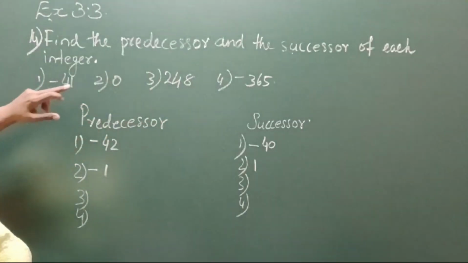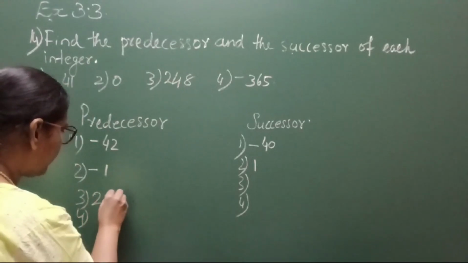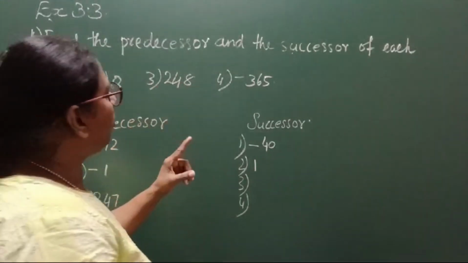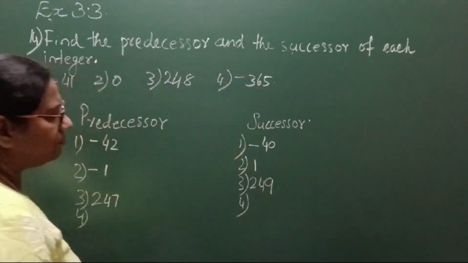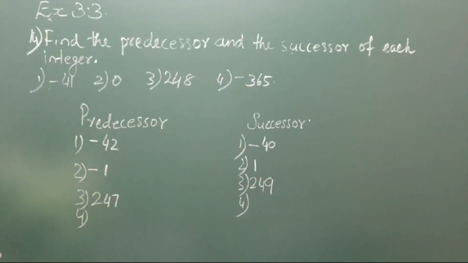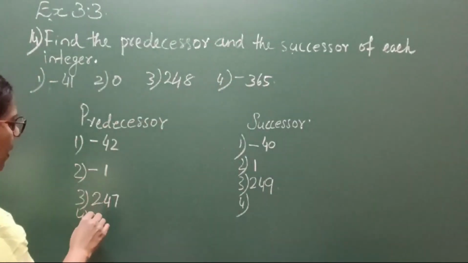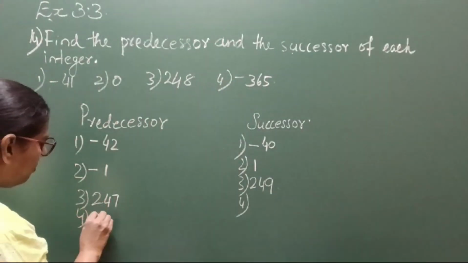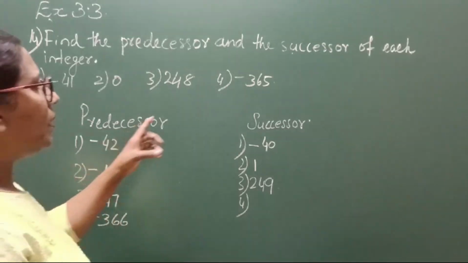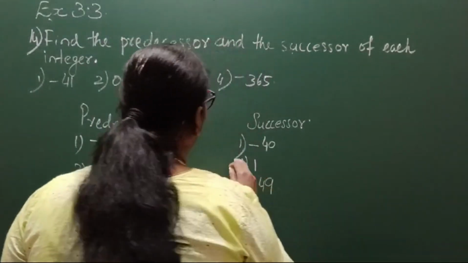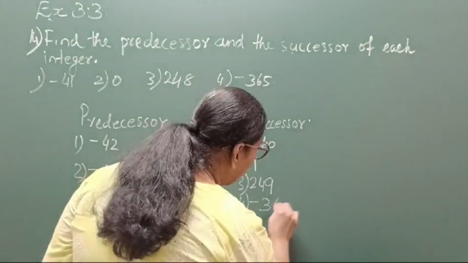248. Predecessor of 248 is 247. Successor of 248 is 249. Then predecessor of minus 365 is minus 366. Successor of minus 365 is minus 364.